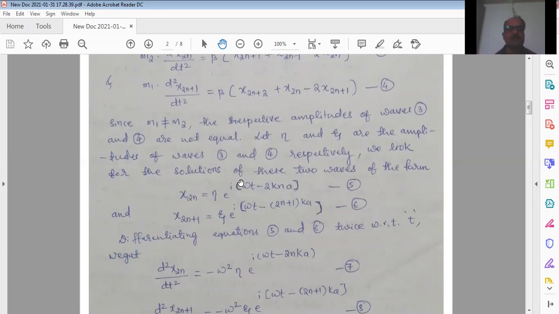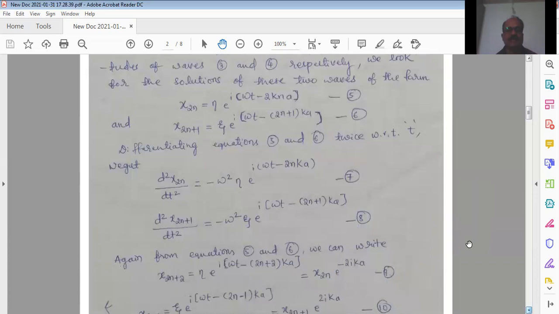We look for solutions of these two waves of the form x2n is equal to eta into e to the power i into omega t minus 2nka, where the terms have their usual meaning. Another equation, equation 4, is written in this way. The solution for equation 4 is x2n plus 1 is equal to zeta into e to the power i omega t minus 2n plus 1 into ka. So in this way, we get equations 5 and 6.